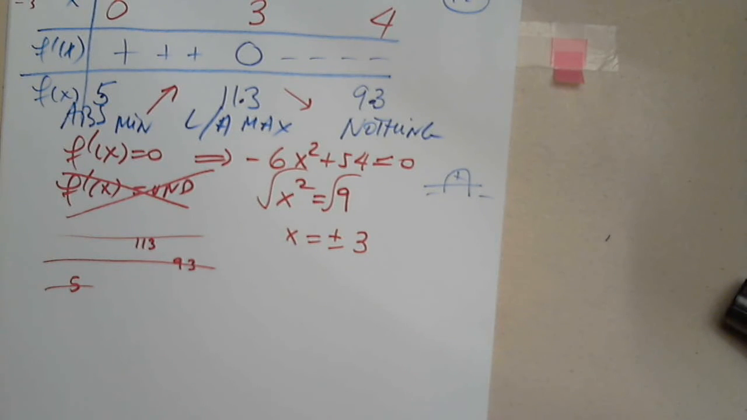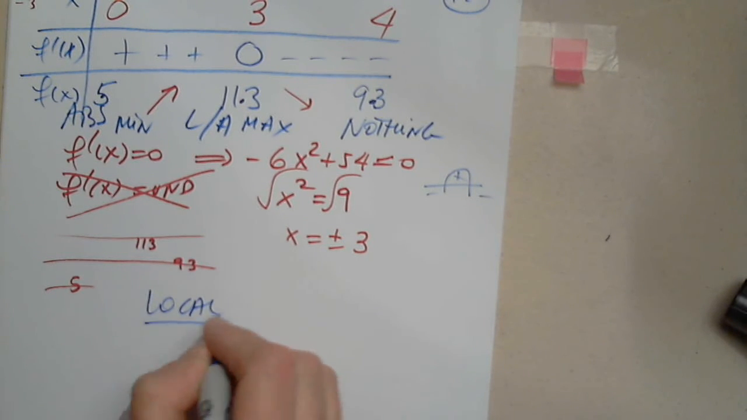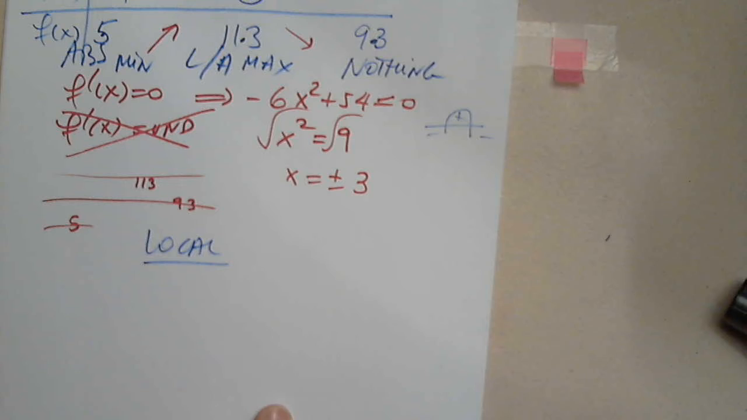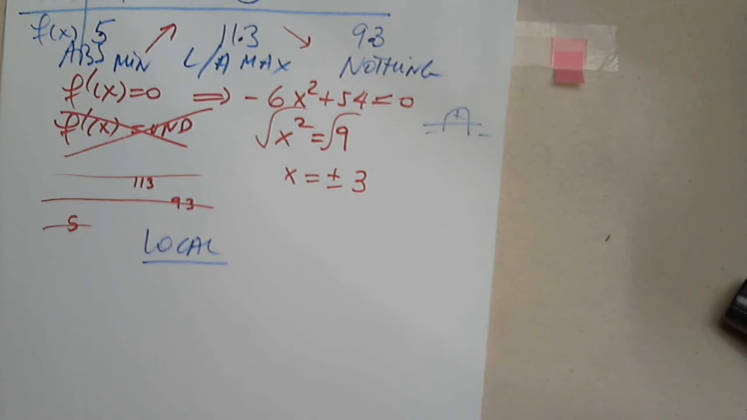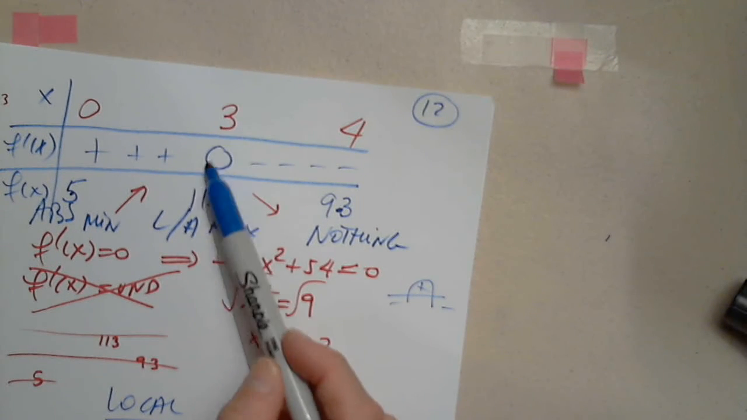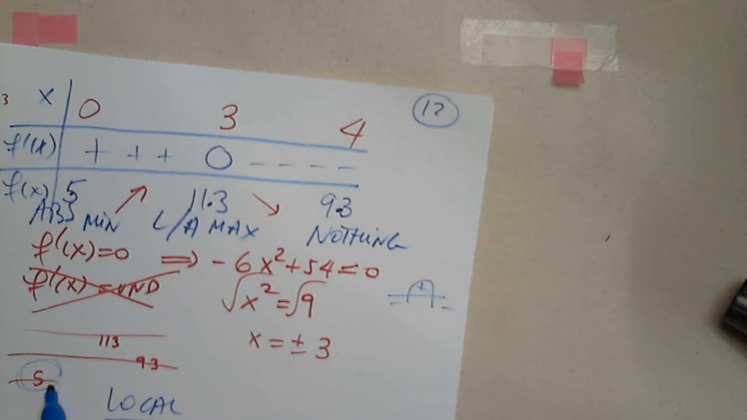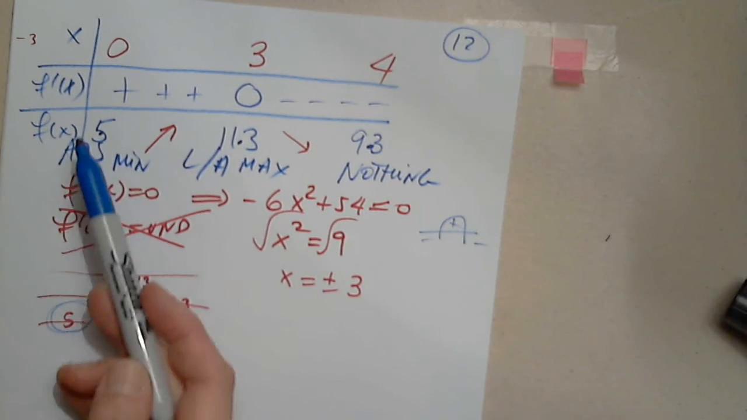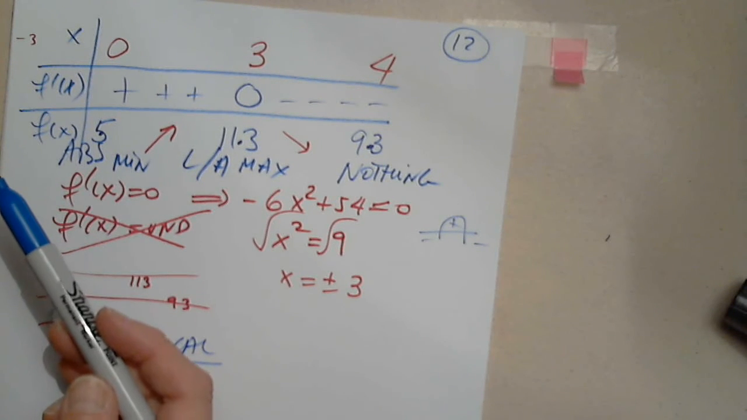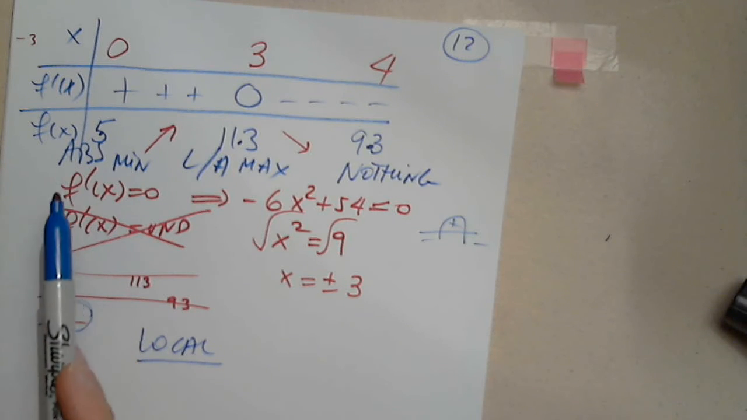Before we move on, can you explain what's the difference between local and absolute, and when can it be both? This one is both. Local and absolute max. But this one cannot be both, because the function does not exist to the left-hand side of 0. Okay, I get it. Thank you.